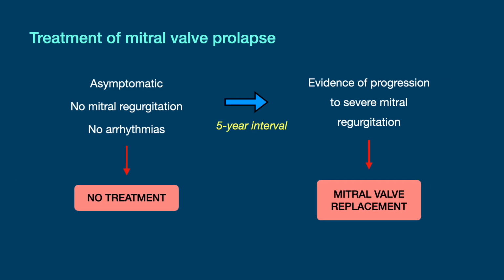If patients are asymptomatic and have no arrhythmias or mitral regurgitation, no treatment is necessary. Rechecks should be performed in 5-year intervals. Patients with higher grade mitral regurgitation should, however, observe some specific behaviors. This includes maintaining a normal weight, abstaining from nicotine, alcohol, and caffeine, as well as avoiding strenuous exercise and sports. Rechecks should be performed in 1 to 3 year intervals in these cases.